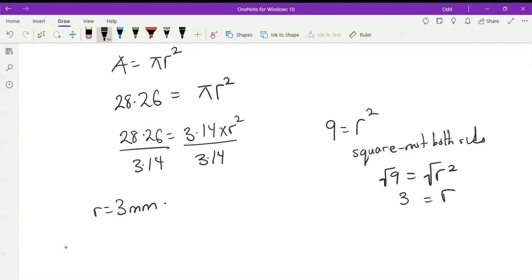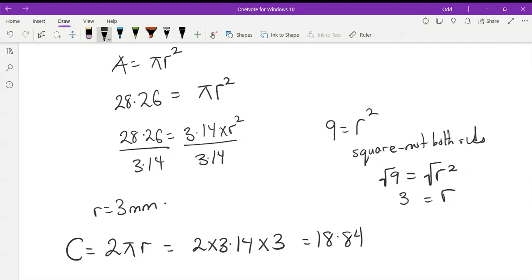Then we can plug it into the formula for the circumference, which is 2 pi r. That will be 2 times 3.14 times 3, which gives us 18.84 millimeters. So you can see we've been able to do 3 questions about area and circumference of a circle.